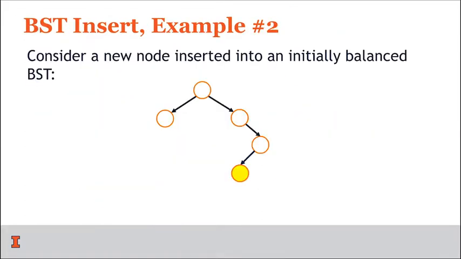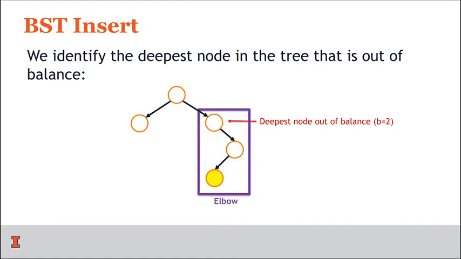This is going to be very similar, but instead of having a node added to the left, we have a node added to the right. If we identify the substructure that has the problem, the deepest point of imbalance is now here. It's no longer the root node, but this node has a balance factor of 2. Notice that the height of the right subtree is 2. The height of the left subtree is 0. 2 minus 0 is equal to 2.